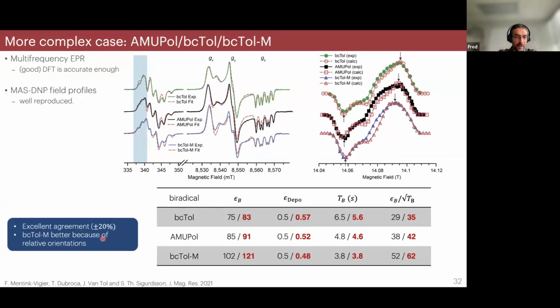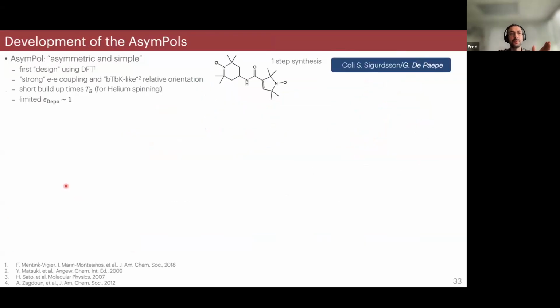And one thing I can summarize is that the reason bCtol-M is better is because of the relative orientation. And now I'm going to speed up a little bit. This is another example, the AsymPol. This is really one step even further. It's really trying something which is significantly harder.